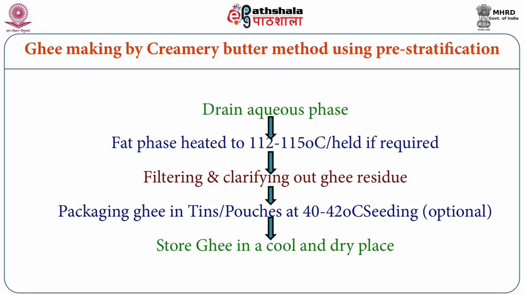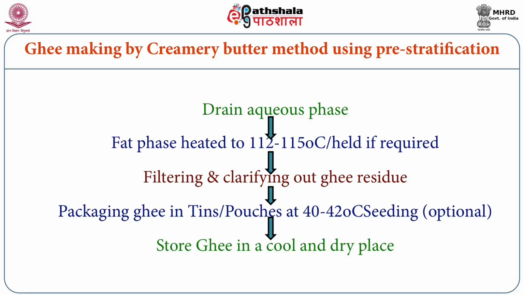Now, the other 2 layers inside the tank, that is the fat, the majority layer, and the scum at the top, both of them are to be pumped into a ghee kettle, wherein the heating will be with steam under pressure. The fat phase is heated to 112 to 115 degrees centigrade and held if required to a moisture content less than 0.3% for Agmark. The next step would be filtering and clarifying out the ghee residue which is formed simultaneously as a result of heat treatment, and they are basically the SNF in a dried form devoid of the moisture.